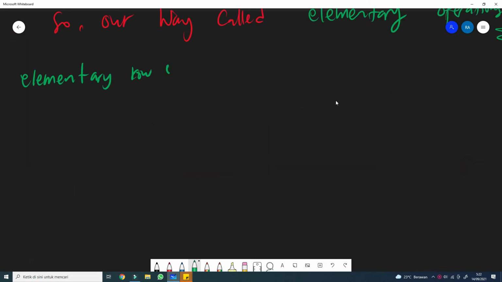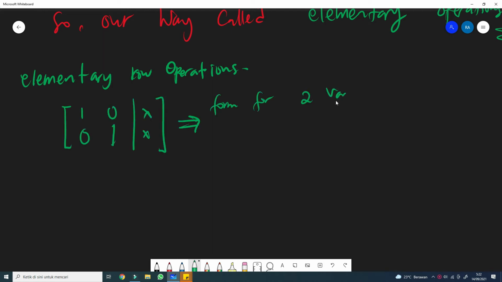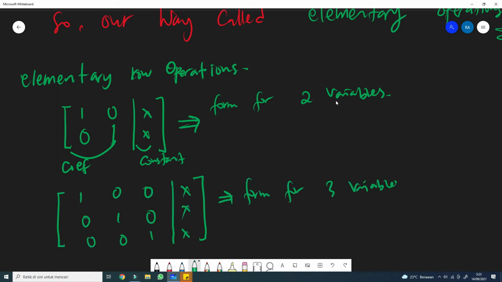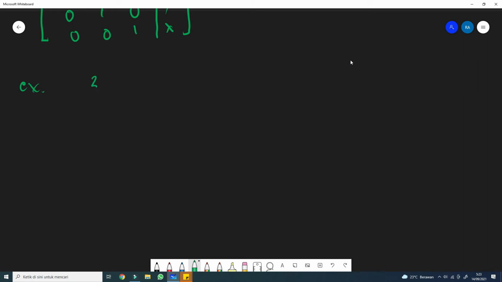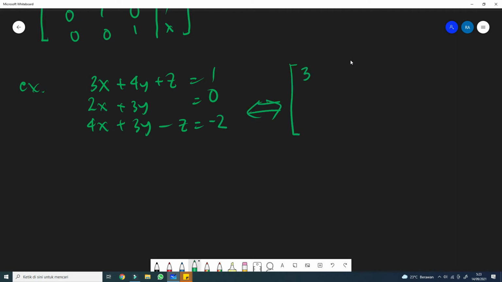Now we move to the elementary row operations. So this operation needs to change the augmented matrix like this. This is for two variables, and here is the coefficient, and this is the constant value. And for three variables it will be like this. Example, suppose we have 3x + 4y + z = 1, 2x + 3y = 0, and 4x + 3y - z = -2. Then the augmented matrix will become like this.